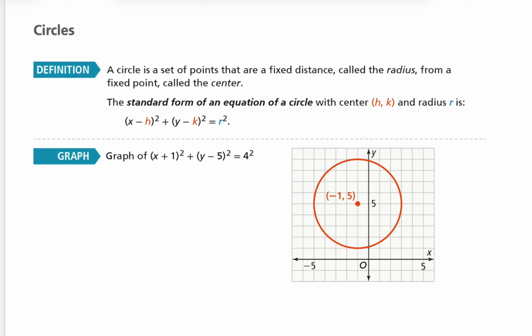If we look at the definition, so we know what a circle is, but the standard form of an equation of a circle is (x minus h) squared plus (y minus k) squared equals r squared. So r is the radius, and h and k is the center of the circle. You can see this picture has a center at negative 1, 5 and has a radius of 4. And so we have (x plus 1) squared plus (y minus 5) squared equals 4 squared.